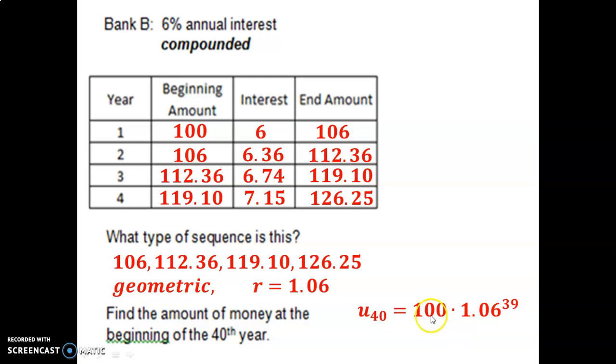So now we have 100 times 1.06, the ratio, to the power of 39, because there are 39 jumps of 1.06 to get to year 40. That works out to this amount.